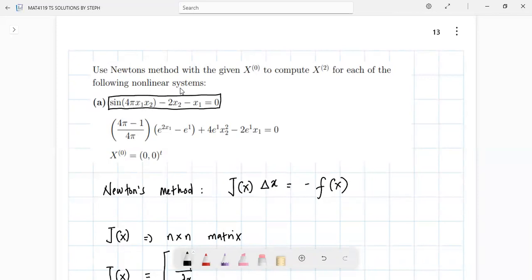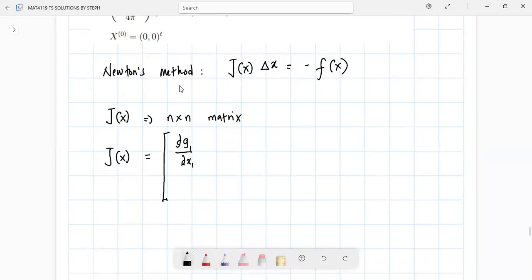The first equation, you differentiate that with respect to x1, and then the partial derivative of G1 with respect to x2. That is for the first row. For the second row, you look at the other equation: the partial derivative of G2 with respect to x1, as well as the partial derivative of G2 with respect to x2. So this is a Jacobian matrix.